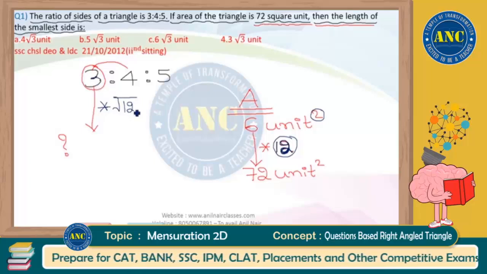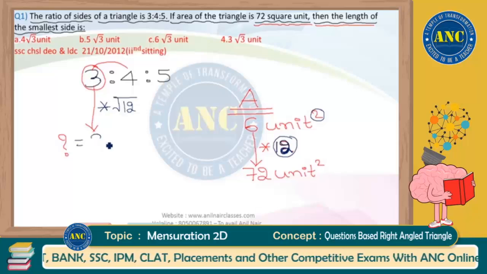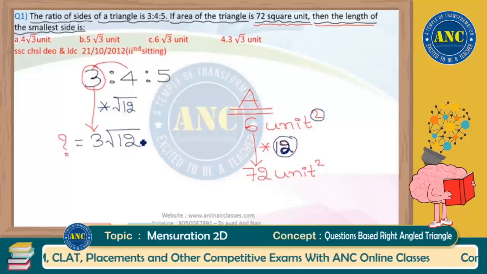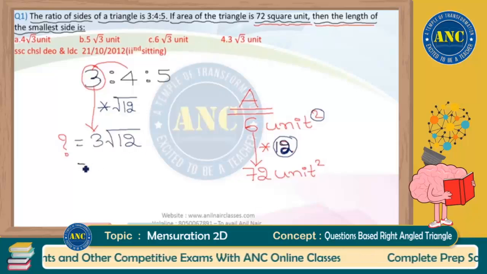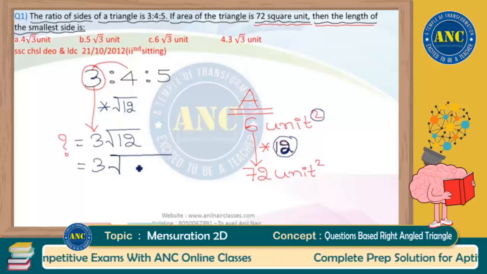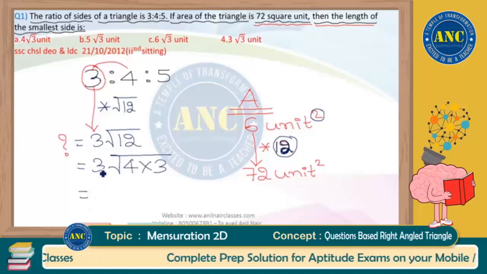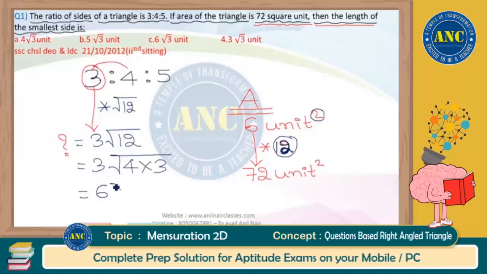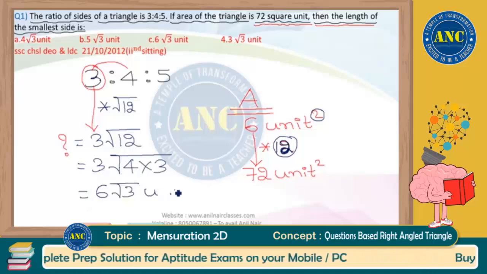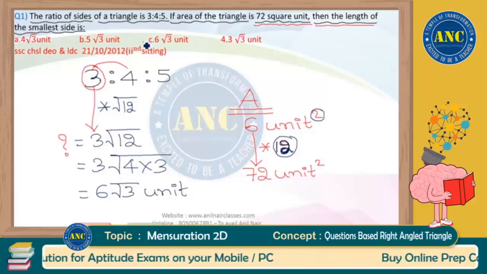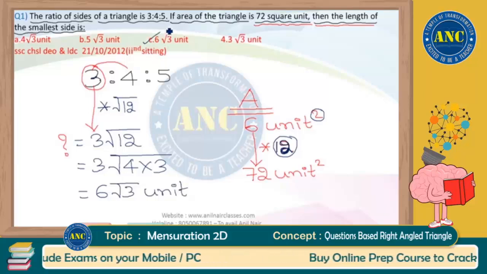Now it is very easy. So 3 into root 12 is 3 root 12. But the answer options do not have 3 root 12, because root 12 can also be written as 4 into 3. Square root of 4 is 2. 3 into 2 is 6. Answer is 6 root 3 unit. That is nothing but my third option. I hope I am making sense.